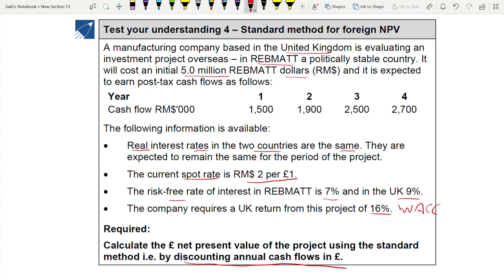Now, how are we going to start this question? You know how we start net present value, right? It's the same thing. But before that, you need to find out the exchange rate. Using what? This time you are not given the inflation. This time you are given the interest rates of the two countries, 7% and 9%. So using these two interest rates, we can find out the exchange rate. That is known as IRP, interest rate parity. Okay, so let us first do that.